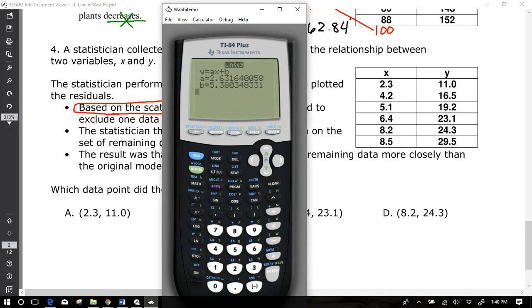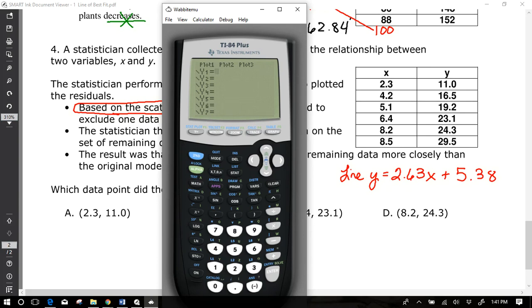So this is my line of best fit, and I'm going to write it down on my paper so that I don't forget it. So let's say 2.63x plus 5.38. That's my line of best fit. So what I'm going to do now is go into y equals. And I want to point out that I wrote the equation down on my paper because once I go back, my line of best fit has disappeared and I would have to follow those steps again. So write it on your paper so that you don't forget what it is.